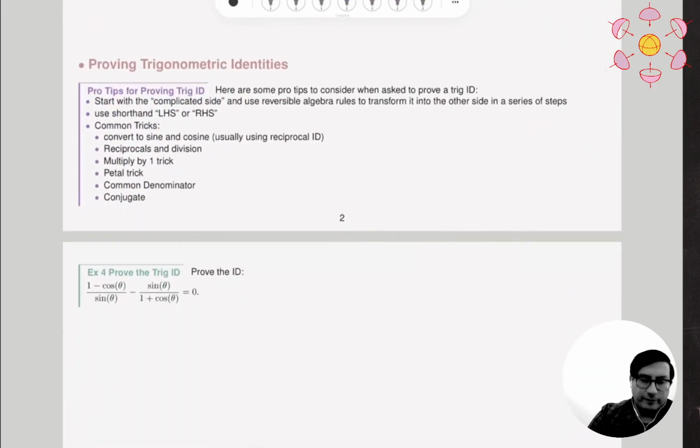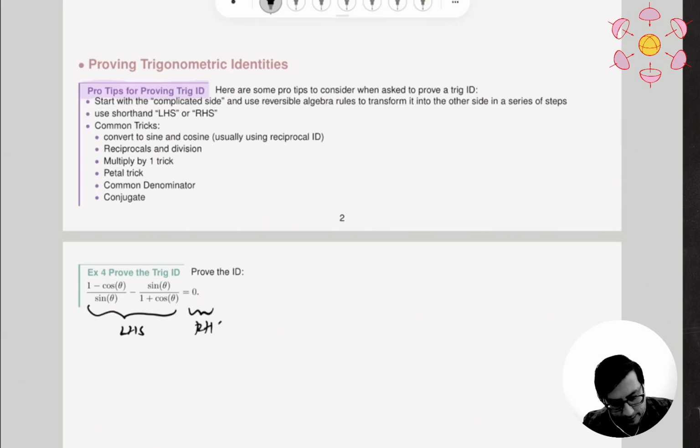What I want to do is just kind of go over some of these tips next. So what are some of these tips for proving an identity? I mentioned a little bit about this in class, but here it is in a nutshell. The good advice is to start by looking at the complicated side of the equation. So if we look at example 4 that we have right here, the complicated side is the left because the right side is 0. There's not much to work with. Also use the shorthand LHS or RHS for left-hand side versus right-hand side. That's just so that you don't have to copy the equation again. So for example, this is the left-hand side and the right-hand side is this.